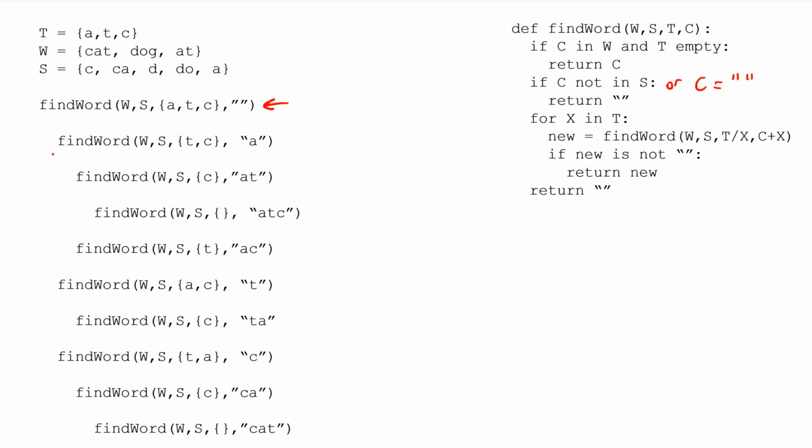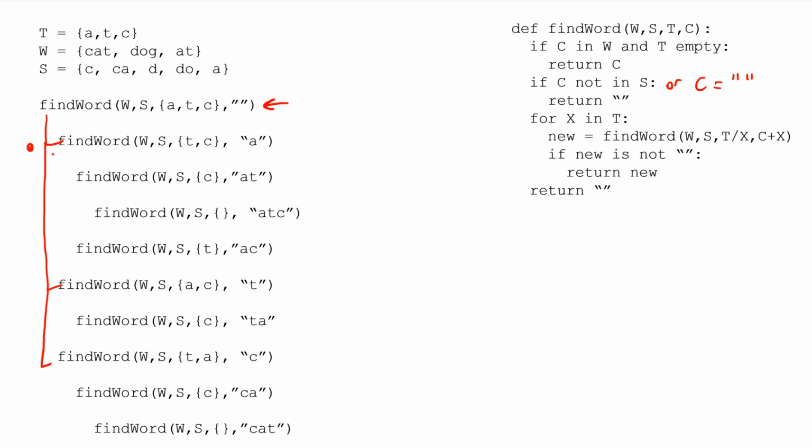I could be wrong. Now we do for X in T, so for each tile, we're going to run find word with that tile. So that is this call, and this call. I haven't included every single call because I would have run out of space. So we start with this one here where we have A. So we're now on this call.